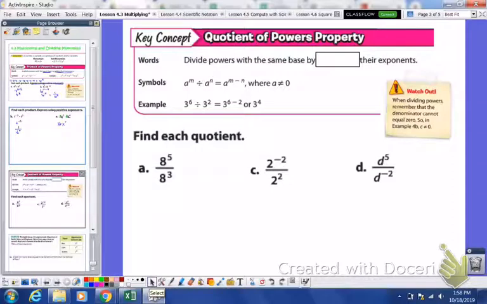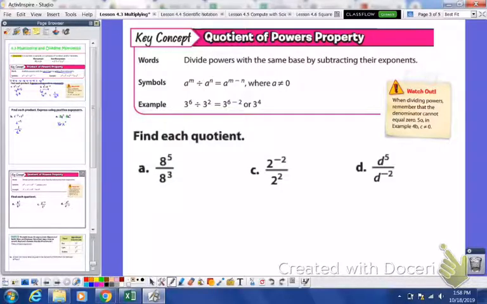Divide powers with the same base by subtracting their exponents. So we look at the example, 3 to the 6th divided by 3 to the 2nd. Same base, so we would subtract them, so 3 to the 6th minus 2, which would give us 3 to the 4th.